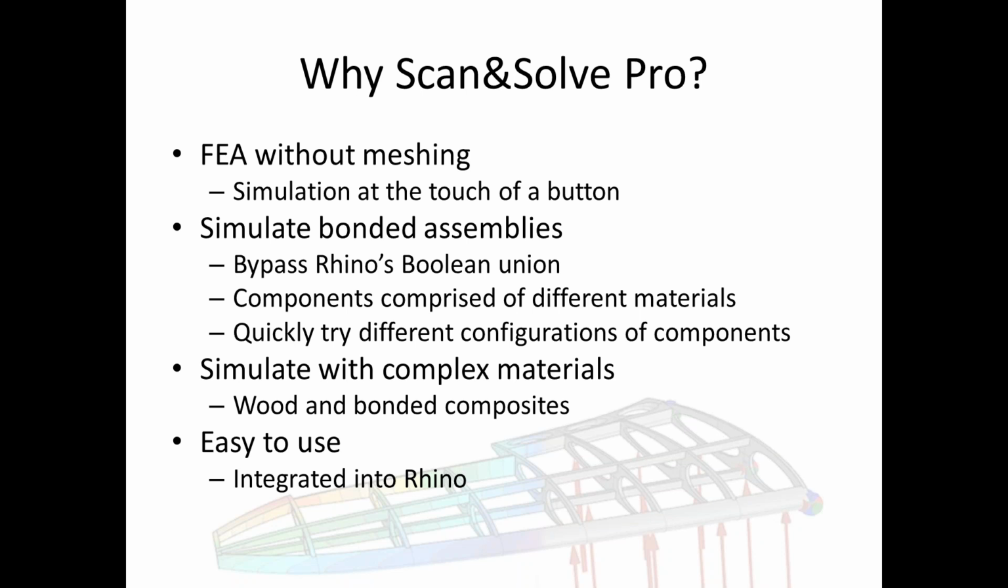And now with Scan&Solve Pro, we can also simulate with complex materials. Previously, we were limited to materials like plastics, metals, and ceramics that were isotropic. So they're materials that didn't have a preferred orientation for stiffness. But now with Scan&Solve Pro, we can actually simulate with wood and bonded composites. And again, Scan&Solve Pro is easy to use because it's integrated directly into Rhino. So let's get started and actually see how it works.